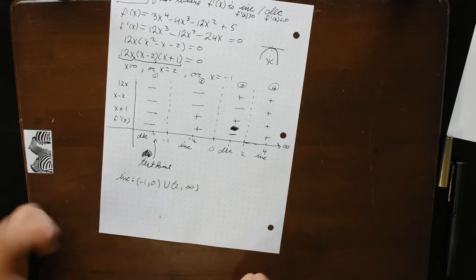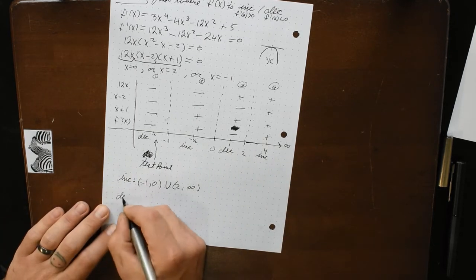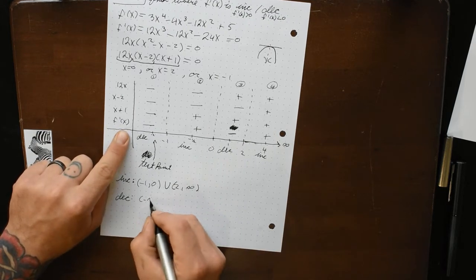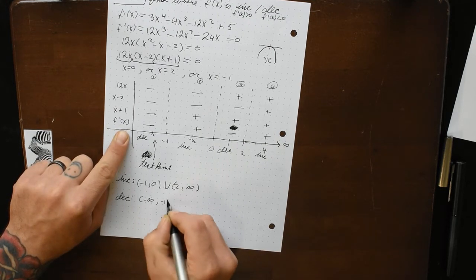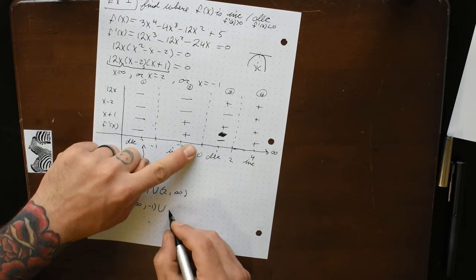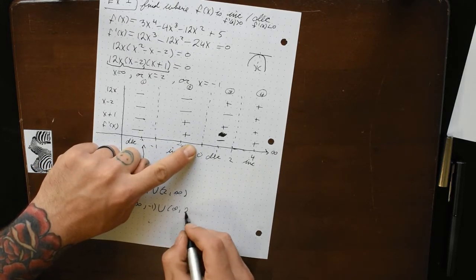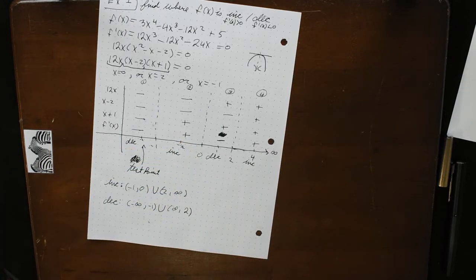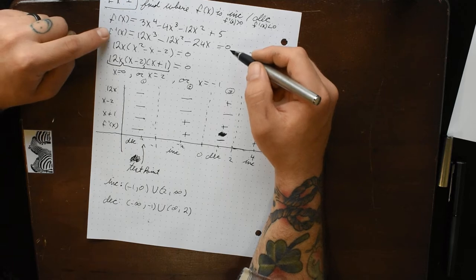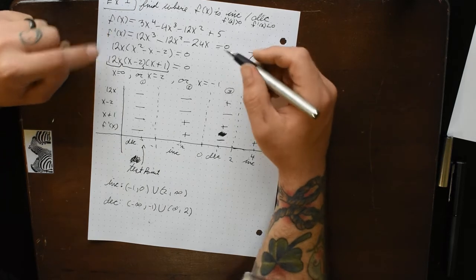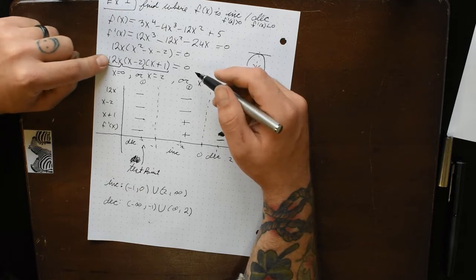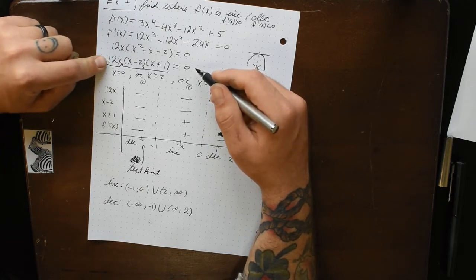Okay, where are we decreasing? Well, we're going to decrease from -infinity out to -1, and we're going to also decrease from 0 out to 2. So this is the takeaway. We're taking our function, we're taking its derivative, and then we're breaking up the derivative as best as possible. Usually factoring is what you're going to do to get to this step.